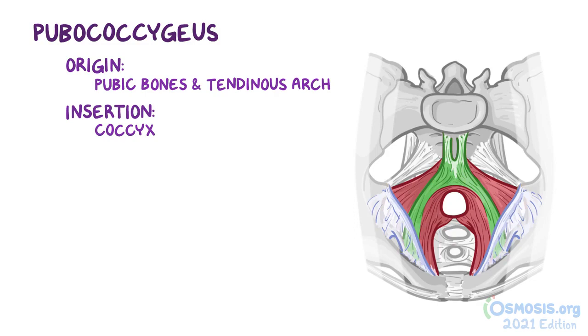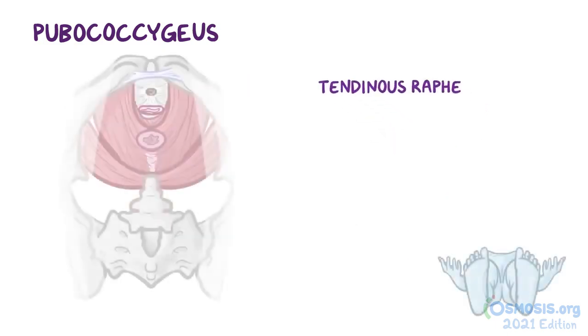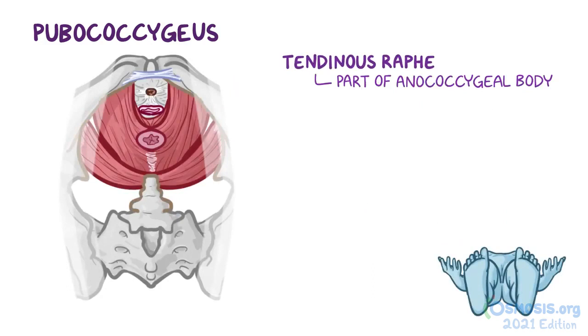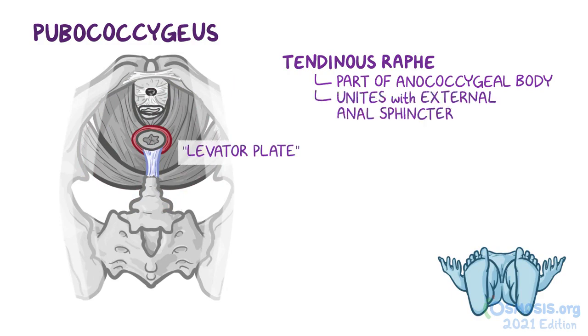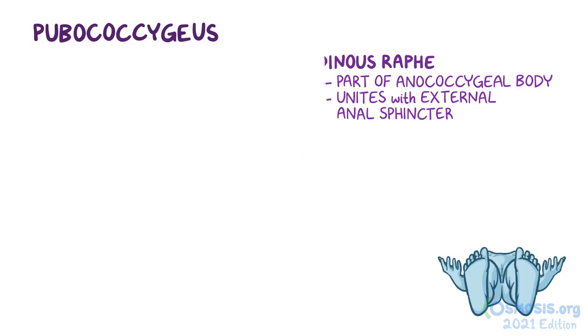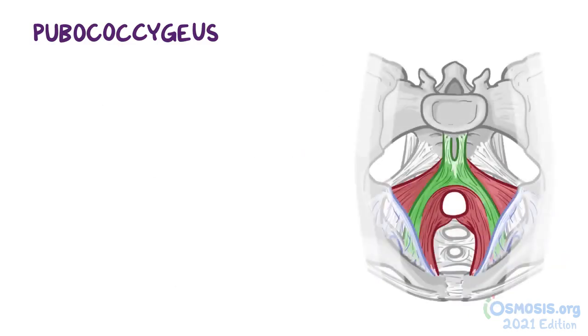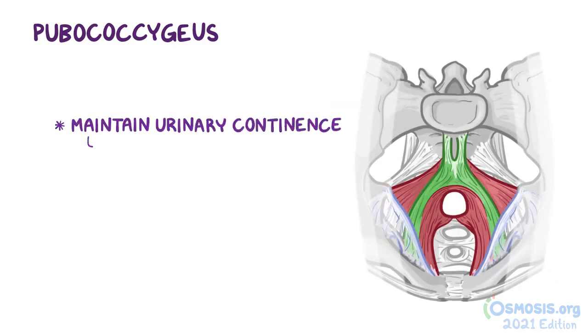The medial muscle fibers of the paired pubococcygeus muscles fuse in midline to form a median tendinous raphe, which forms part of the anococcygeal body, or ligament between the anus and coccyx, often referred to as the levator plate. This raphe unites with the external anal sphincter, forming a ligament that extends between the coccyx and the anus, called the anococcygeal body, or ligament. The main action of the pubococcygeus muscle is to maintain urinary continence and help in male ejaculation.